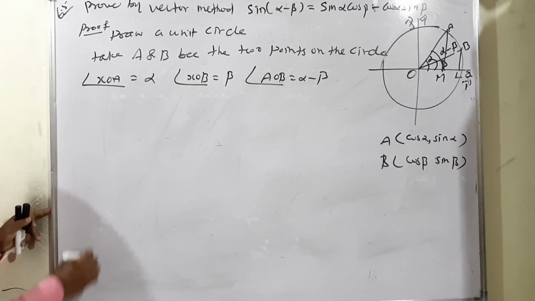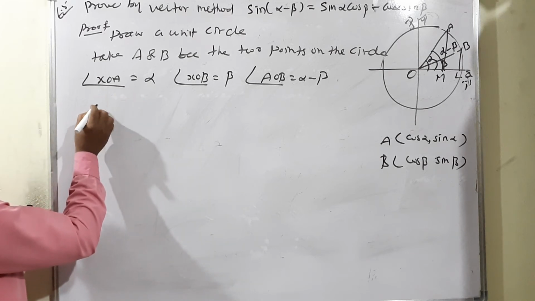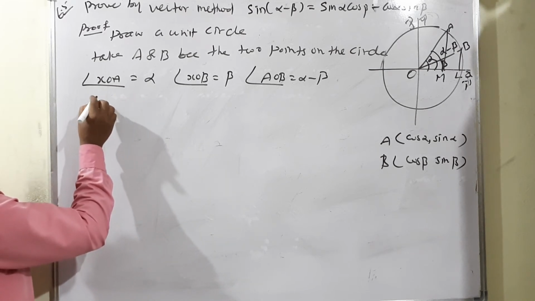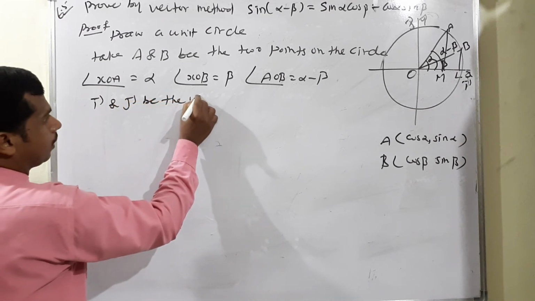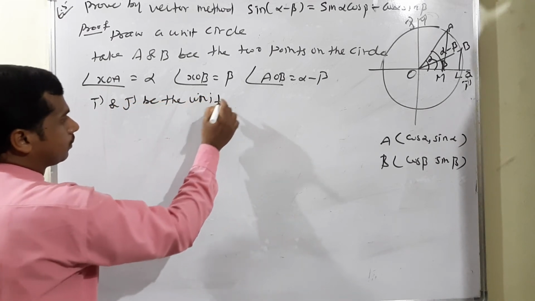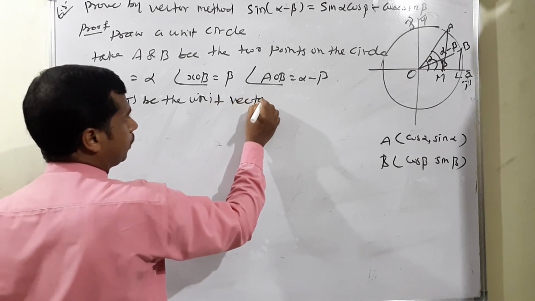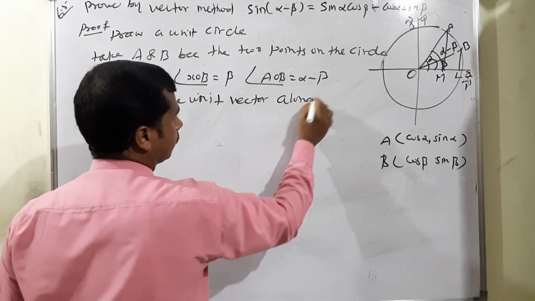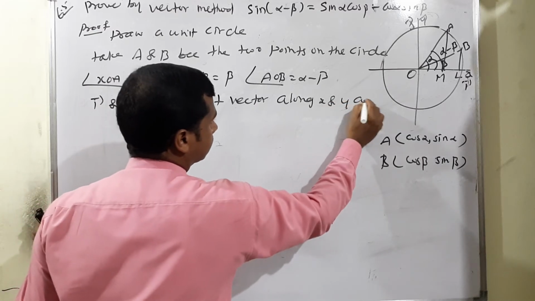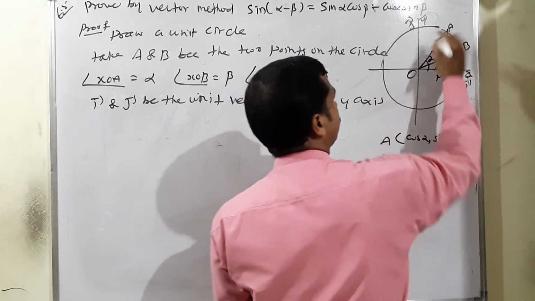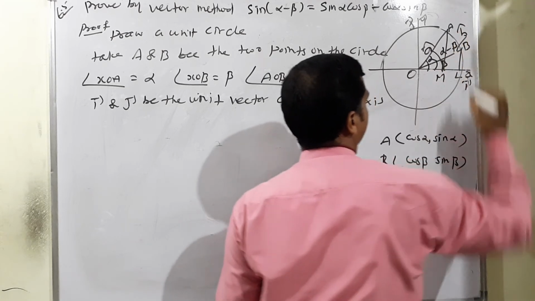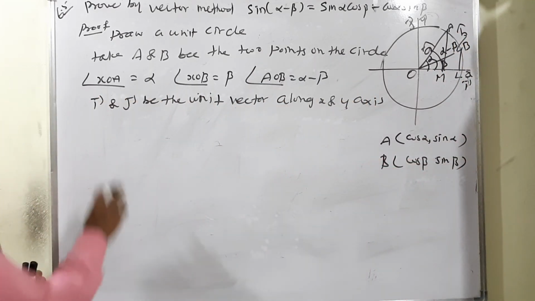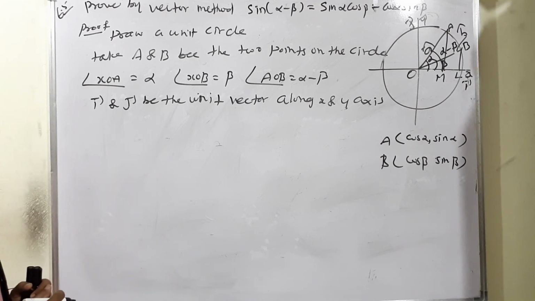Now the same condition, what is the meaning? Let i vector and j vector be the unit vectors along the x and y axes. Okay, because O to A is considered as A cap and O to B is considered as B cap. That's why I wrote i vector and j vector as the unit vectors. So A cap, unit term, means the value is 1.